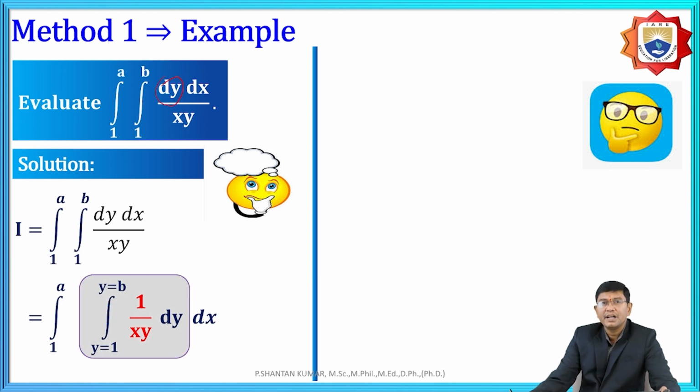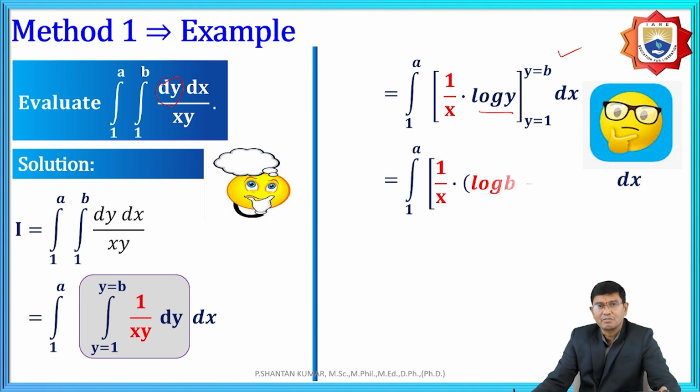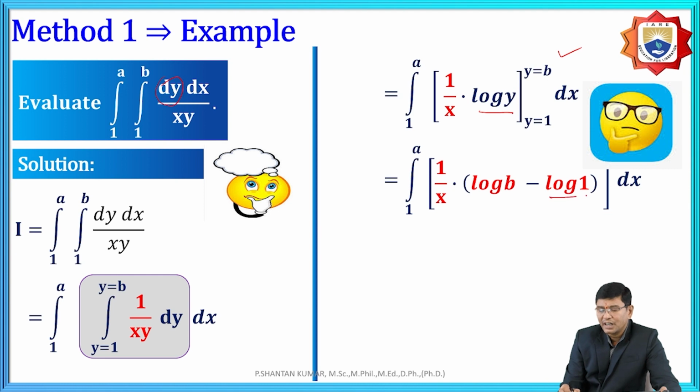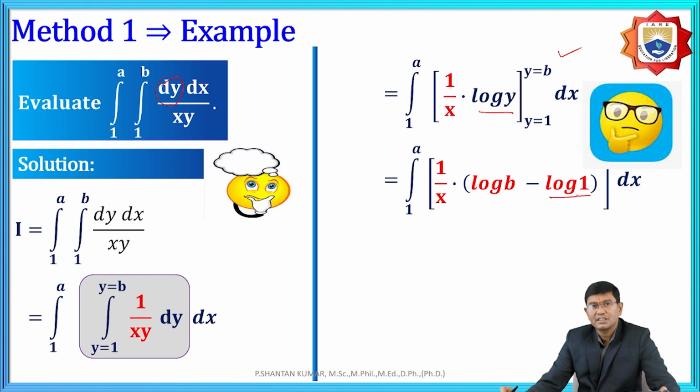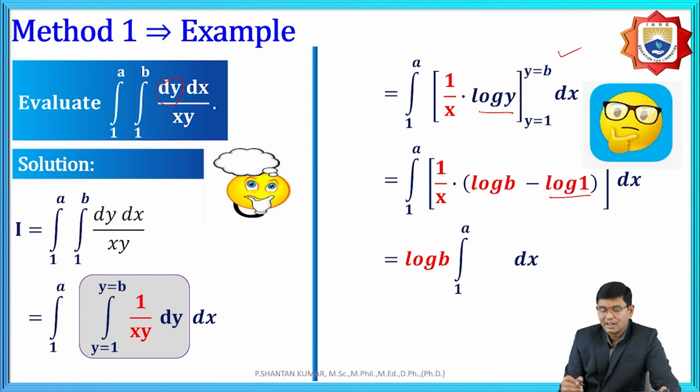As we know, the integration of 1 by y is nothing but log y. Therefore it is 1 by x into log y, with the limits y equal to 1 to b, dx. Again by replacement of upper and lower limits, it is log b minus log 1. As we know, the value of log 1 is 0. Therefore the solution is log b, and log b is a constant, so take out common log b. The rest of the thing is from 1 to a, and the remaining part is 1 by x into dx.